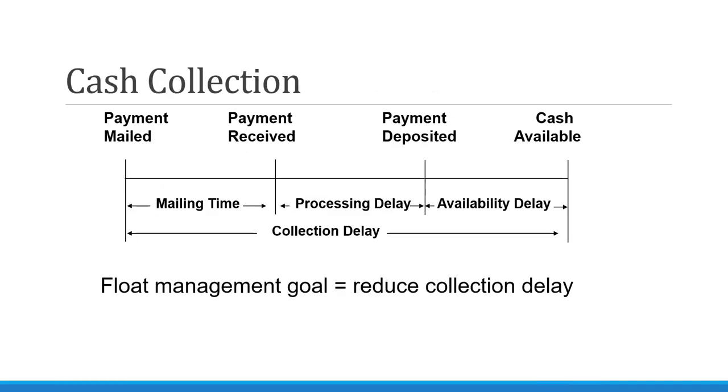So we have the collection delay, which is the difference between when the payment is mailed and the cash is available. We have mailing time, processing delays, and then availability delays. So the float management goal is to reduce collection delay. First you have to receive it in the mail, and then you have to process it. And then there might be an availability delay. I don't know if any of you have ever had that before when you deposit a large check, and they say, you know, $100 of this will be available immediately, and you have to wait 3 business days for the rest of it to clear. That's an example of an availability delay. That is still fairly common at banks. I know my bank still does that. If I deposit a check, they keep a portion of it back for several business days.